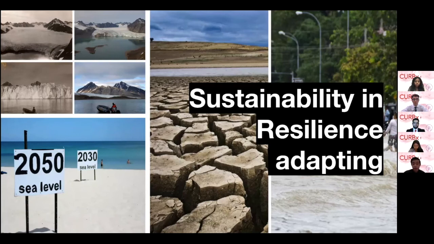So when we're designing for sustainability and architecture, not only do we have to think about preventive and reversive methods, but we also have to think about resilience and adaptability.